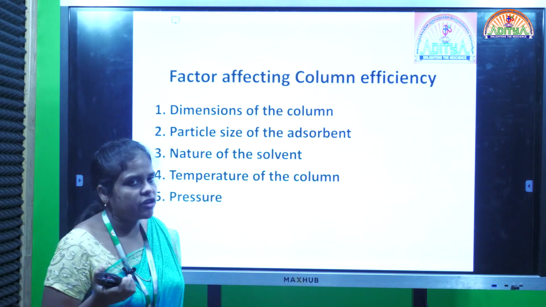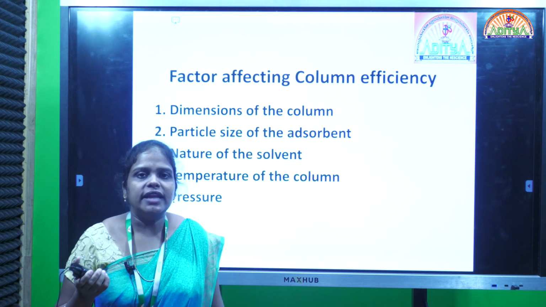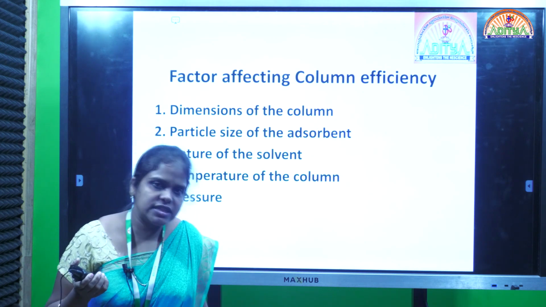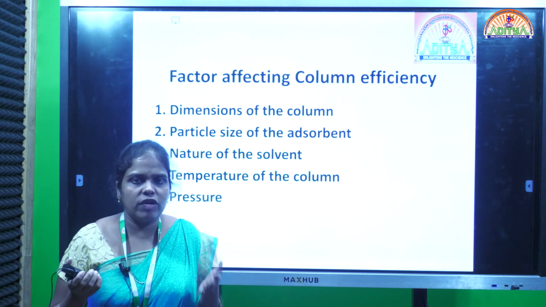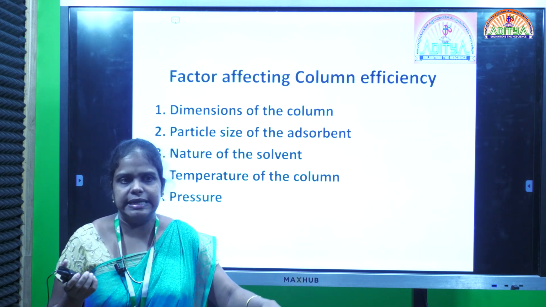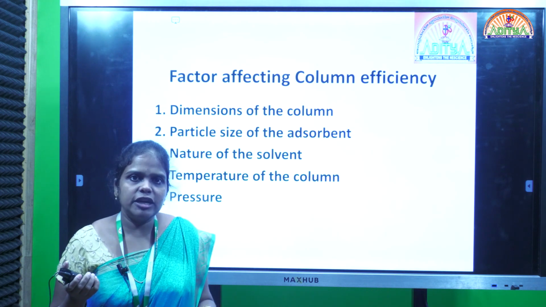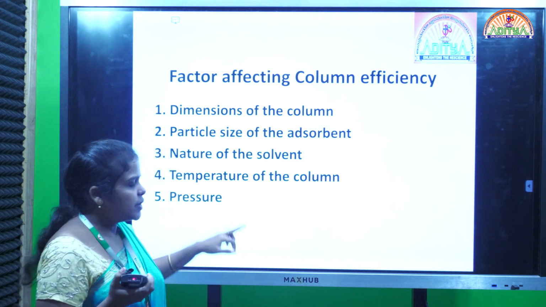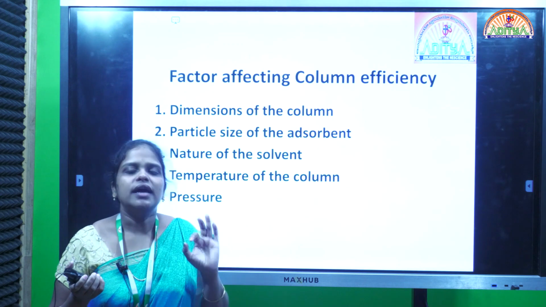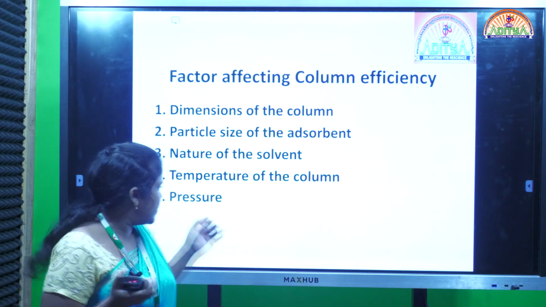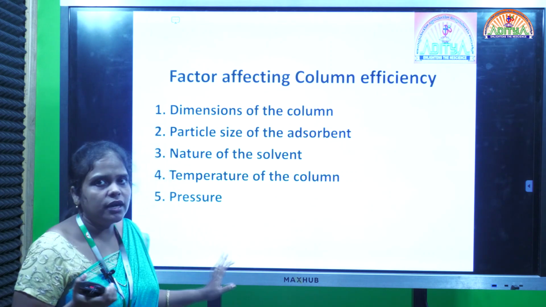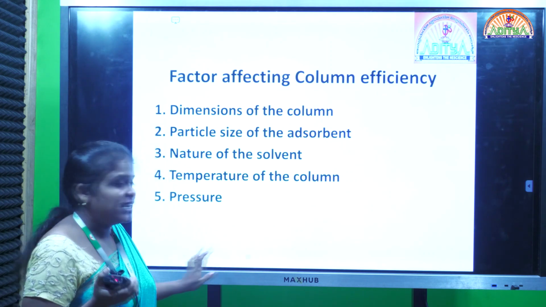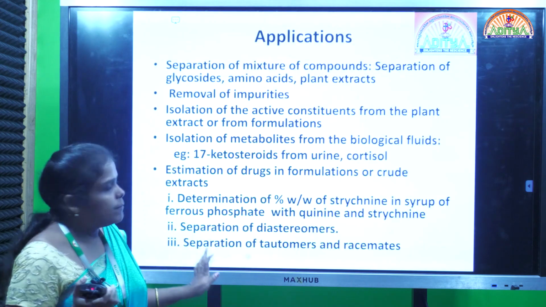And the next one is nature of the solvent. Already I told you, if the solvent is very less viscous, then it will be more efficient. If it is highly viscous, it can't separate. You already know, highly viscous means it will not flow easily. So less viscous solvent means more separation. Temperature also, if there is more temperature, the separation will be more. Pressure, if there is more pressure, the column will separate the things very efficiently. And the last one is applications.